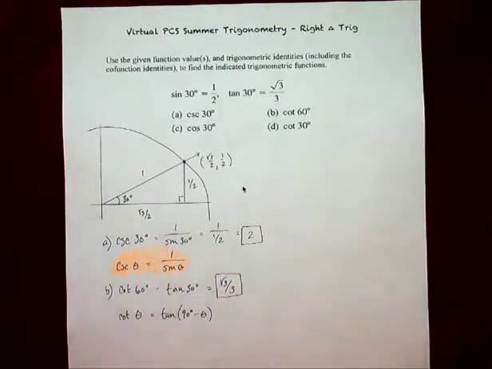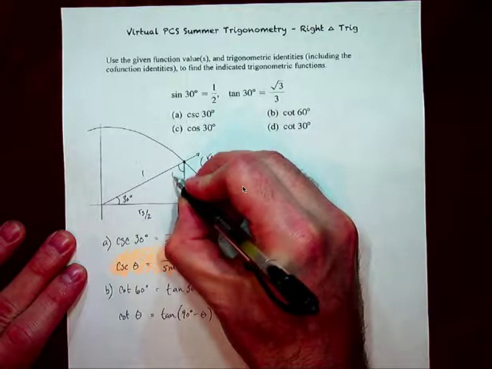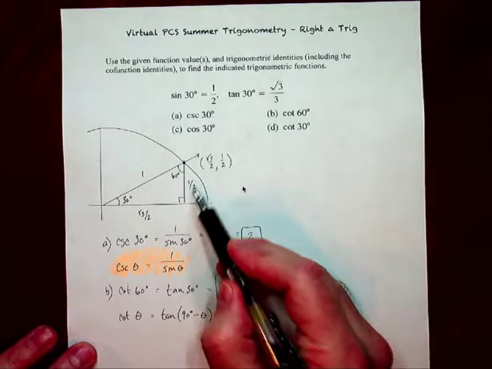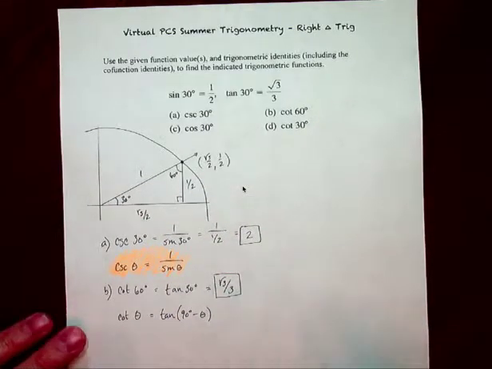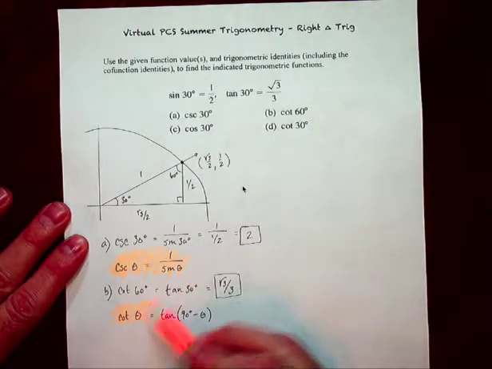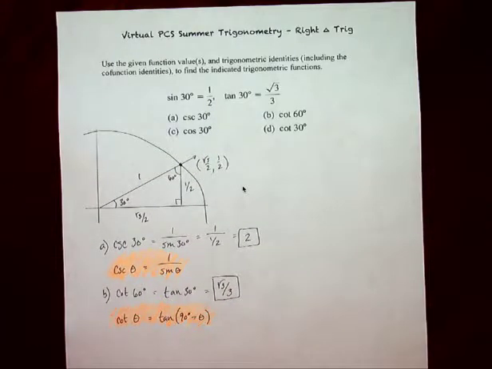Now, again, we could have gone over to our triangle and recognized that this was 60 degrees, and we could have used our cotangent ratio of adjacent over opposite, put 1/2 over root 3 over 2, and worked it out until we found root 3 over 3. But we didn't. We actually used the cofunction identity instead. Now, for the next one, we're going to skip C because I'm going to do it on a separate sheet of paper.